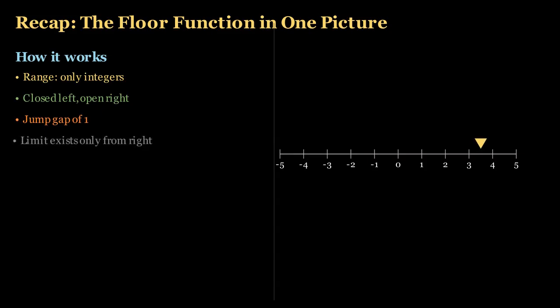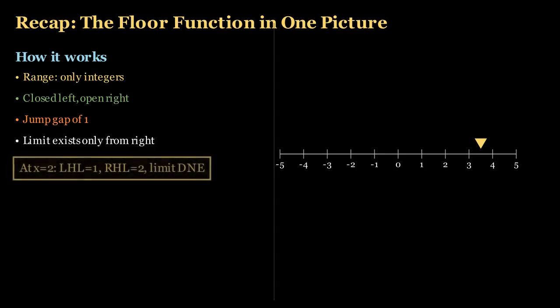Because of this jump, the left-hand limit and right-hand limit are different. The limit as x approaches an integer from the left is that integer minus 1, while from the right it's the integer itself. Since they don't match, the two-sided limit does not exist at integers. Imagine a simple tax system where you pay 10% on the first 50,000 rupees of income, and 20% on anything above. The tax you owe jumps at the 50,000 mark.